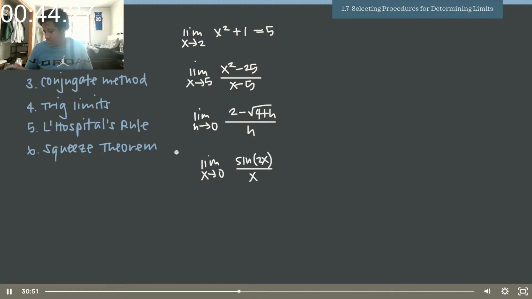So this gives you a general framework for how to approach these limit problems. Always start here with substitution and work your way down the list. That should hopefully help you move through these problems as quickly as possible, and hopefully give you a basis for how to choose which procedure to use to find a limit.